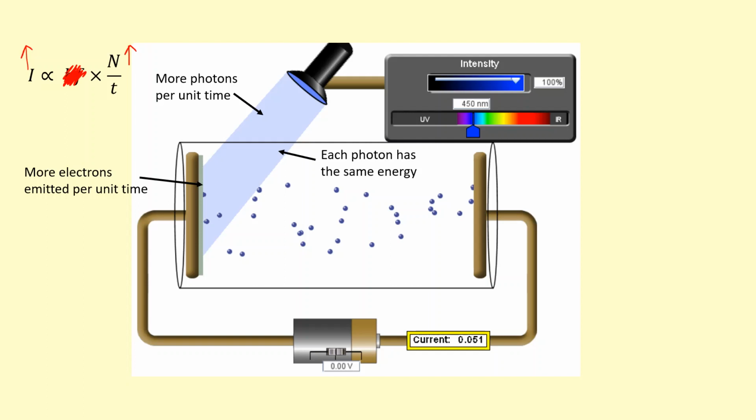What about the speed of the electrons that are coming out, the kinetic energy? So let's look at the equation for the maximum kinetic energy. We're still using the same photons, the same color of light, so that is constant, and the same metal as well, so that's also constant. So the maximum kinetic energy is still the same.